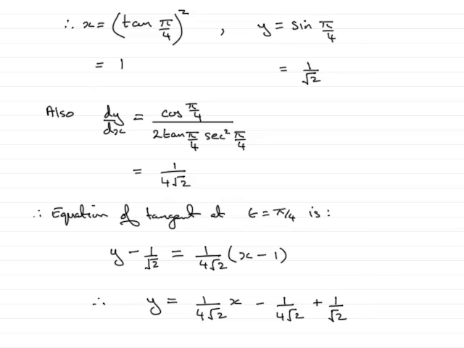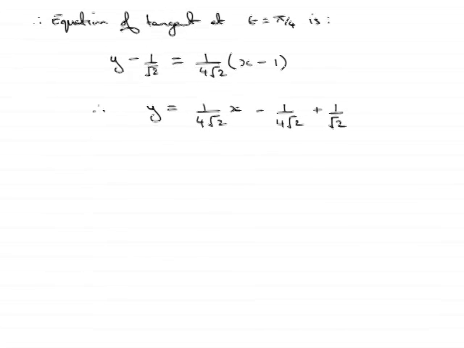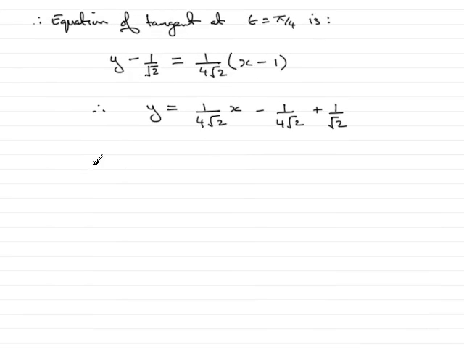Cleaning this up further, I'll just scroll that up. Okay, we'll take it up to there. What we have is y equals 1 over 4 root 2 x, and here we have minus a quarter of 1 over root 2 plus 1 whole one of 1 over root 2. So that's going to leave me with 3/4 of 1 over root 2. So that's plus 3 over 4 root 2.